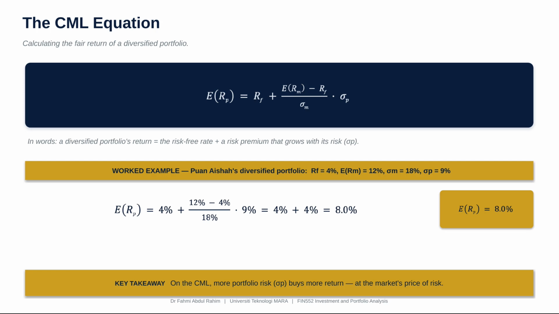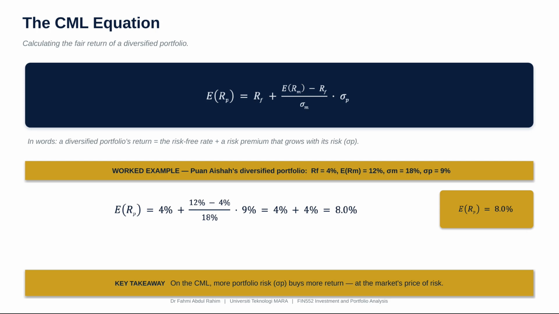Substitute into the formula. The slope is 12% minus 4%, which is 8%, divided by 18%. We then multiply that by her 9%. Notice that 9 over 18 is 1/2, so 8% times 1/2 is 4%. Adding the 4% risk-free rate gives 8%, so her portfolio's fair return is 8.0%, shown in the gold box. And it makes sense, her portfolio carries exactly half the market's risk, so she earns the risk-free rate plus half of the market's risk premium. The takeaway: on the CML, more portfolio risk buys more return, priced at the market's price of risk.